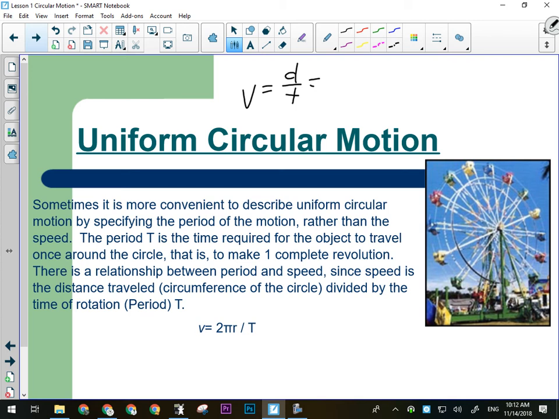2 times pi times radius, right? 2 pi r, or pi times diameter, whichever you have. Usually in physics, it's radius. Okay, so I have 2 pi r, and then the time it takes to go around the circle one time is period. We symbolize that with a capital T, because it's a special time, not just any time. All right, so period is the time it takes to go around the circle one time. So really, this formula, which is on your formula sheet, is really just v equals d over t applied to a circular pattern.